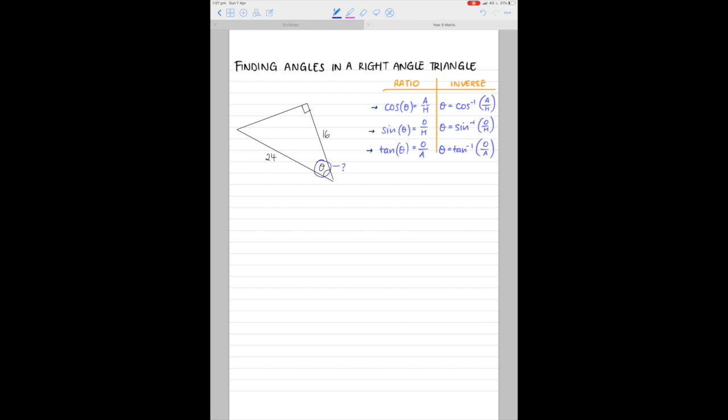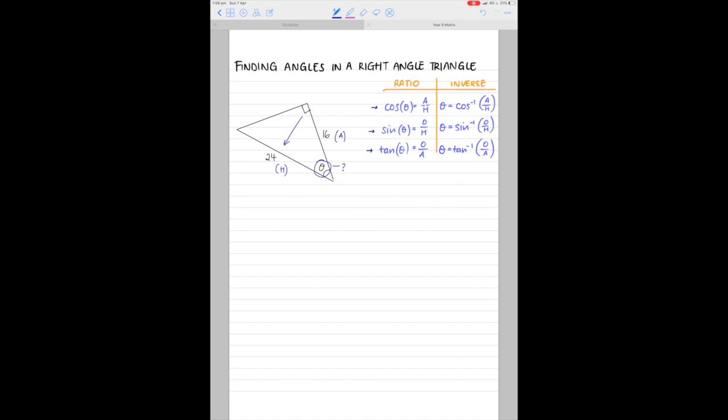So to break this down, let's look at this example here. We've been given the hypotenuse, which we know is opposite to the right angle, and that's 24. And then we look at our reference angle, which is right here, where I've put the question mark, which means that 16 is our adjacent.